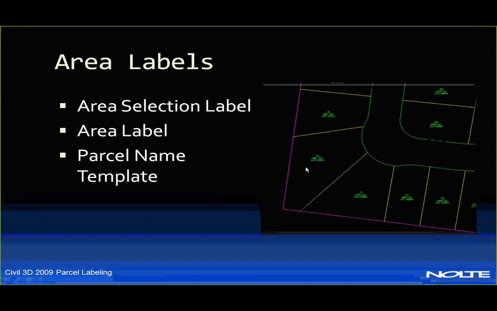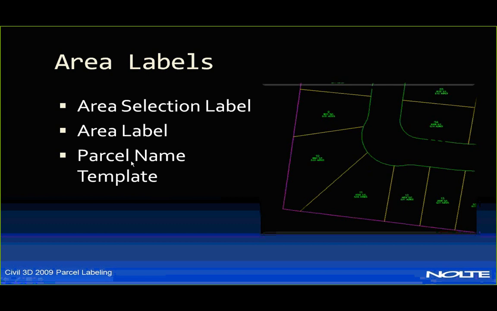So maybe we want to have just the lot number as part of our selection label, and then on certain parcels, if I want to see area or parcel number or any other information, I can add additional labels as opposed to using a different area selection label style that has all the information I want. Or I add in additional area labels. We'll also see that when we use external references, I can use this area label capability and actually add unique area label styles when I X-reference the model drawing.